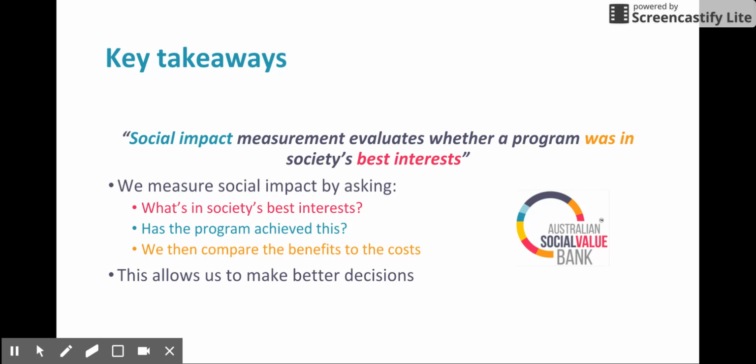We know that social impact measurement evaluates whether the program is in society's best interests. We measure social impact by asking what was in society's best interests. Has the program achieved this? This involves some calculations. We then compare the benefits to the costs. This can be done in a complicated way, but is made easier by existing tools such as the Australian Social Value Bank. This allows us to make better decisions about the impact we want to have.